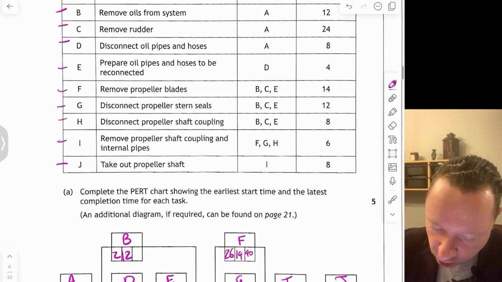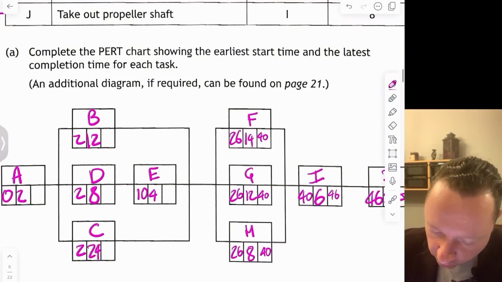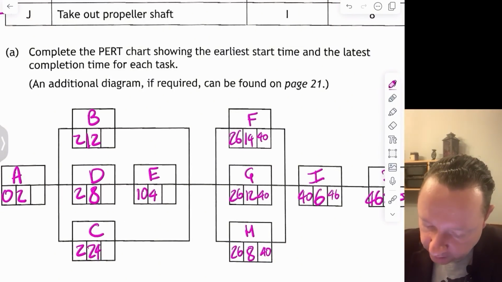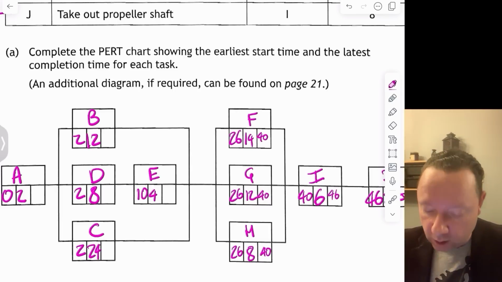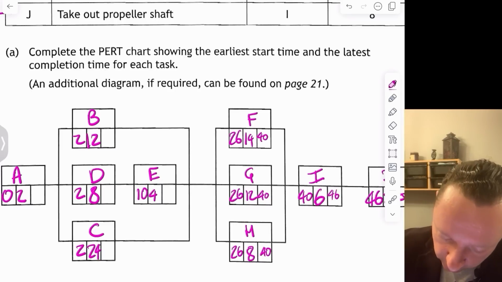F, G, and H lead to BCE. That's fine, yeah. So we've got 40 minus 14, 40 minus 12, 40 minus 8, and we take the one which is the smallest. So 40 minus 14, which is 26. So that's 26 in here, here, and here.